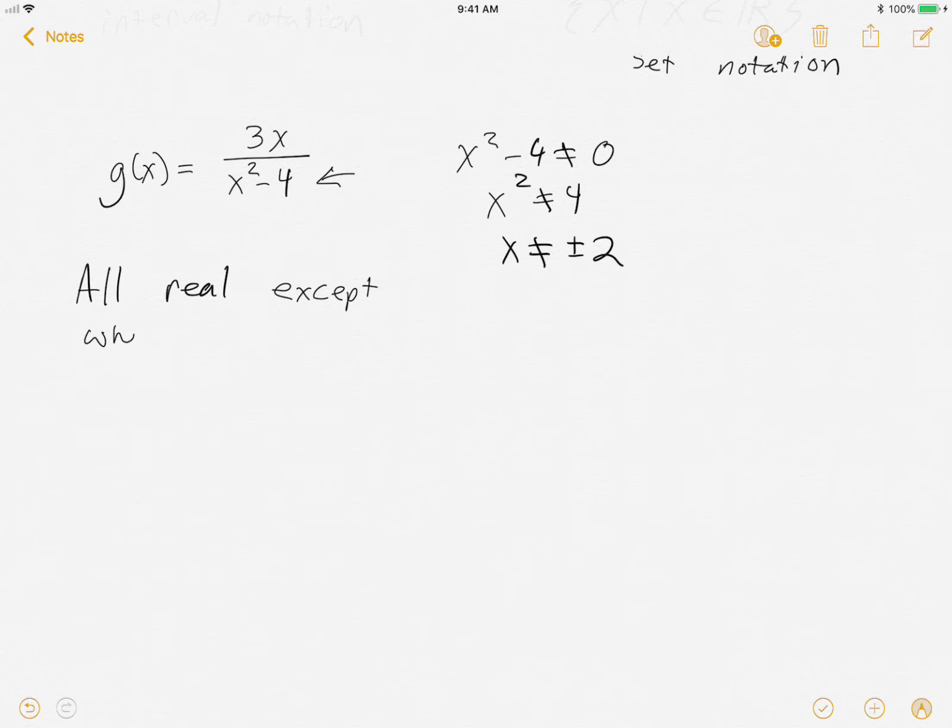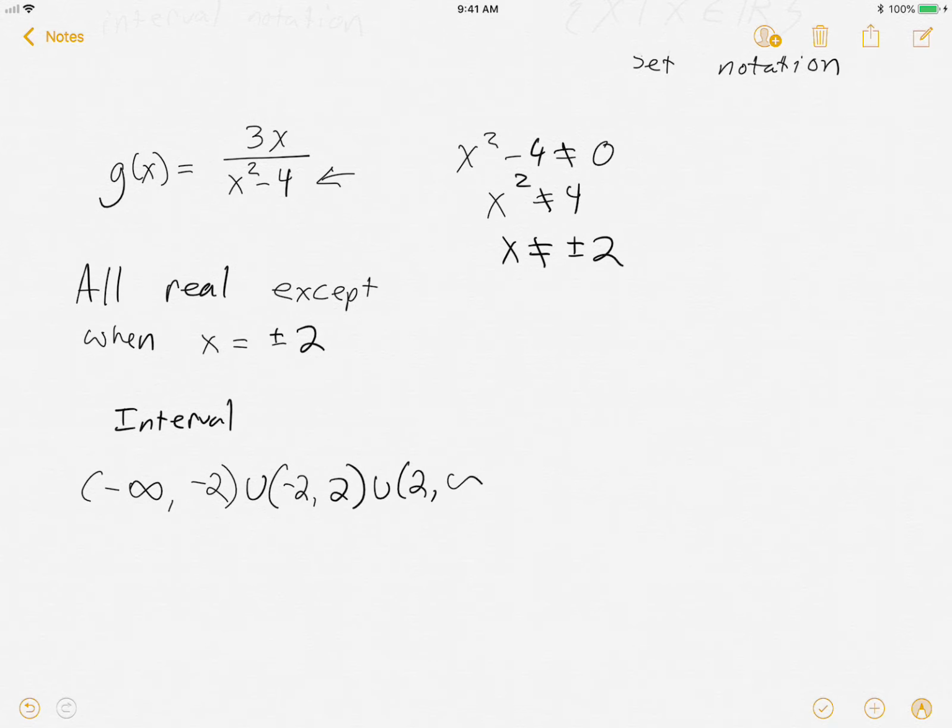Except when x equals positive or negative 2. So in interval notation, from negative infinity up to negative 2, from negative 2 to 2, and from 2 to infinity. That's interval notation. Set notation, okay, it's x such that x is an element of the real numbers and x does not equal 2 or x does not equal negative 2. Okay?